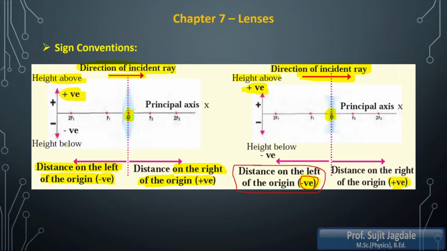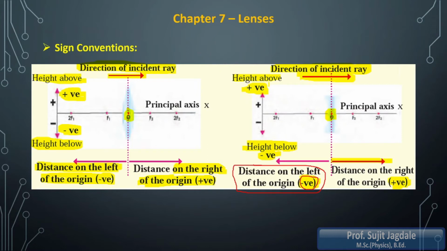And if the same height I am measuring below the principal axis, then I am going to take it as negative. So see the sign convention, when to take positive and when to take negative, and from where to measure the distances. Distances should be measured from the optical center, that means the origin. If you are measuring to the left side, or height below the principal axis, then they are going to be negative. And if you are measuring the distance to the right side or height above the principal axis, then they are going to be positive.